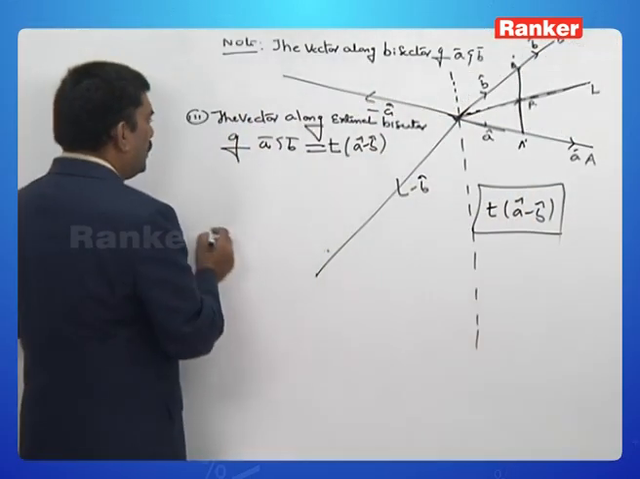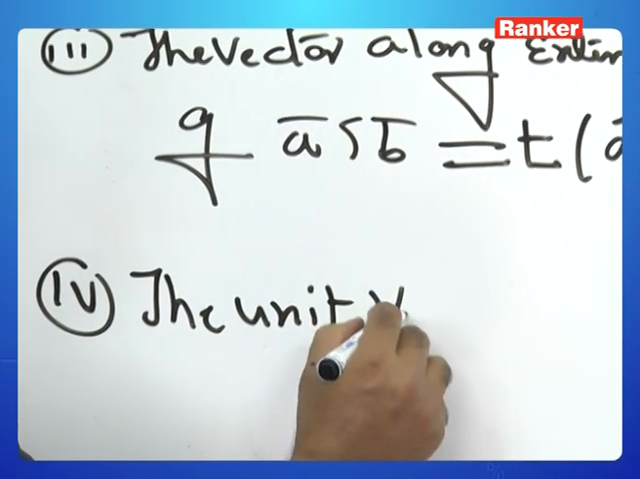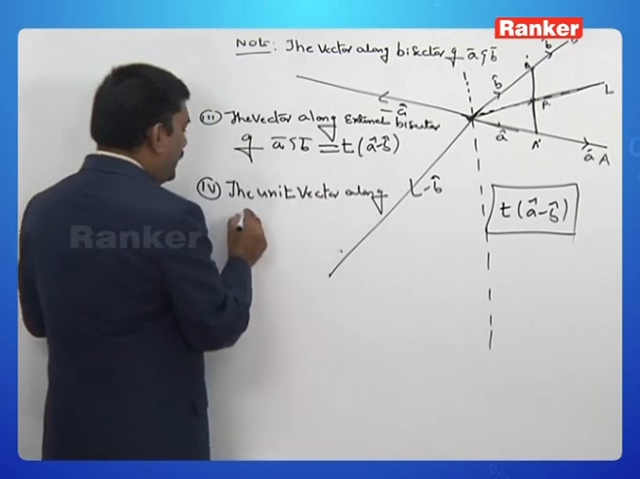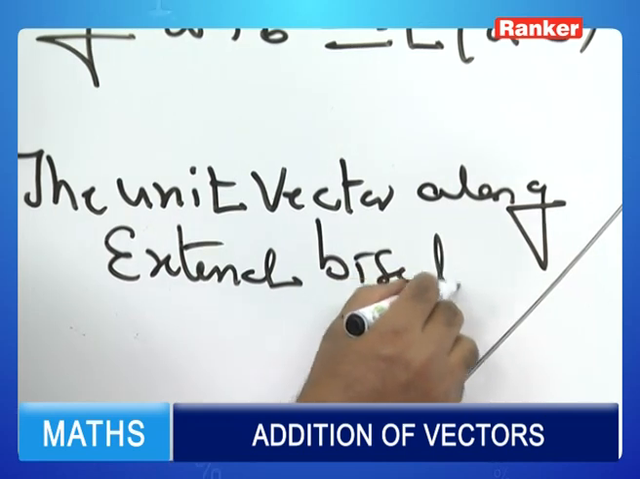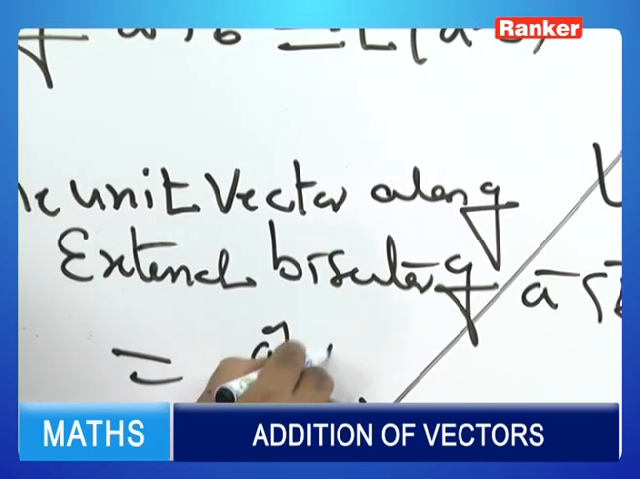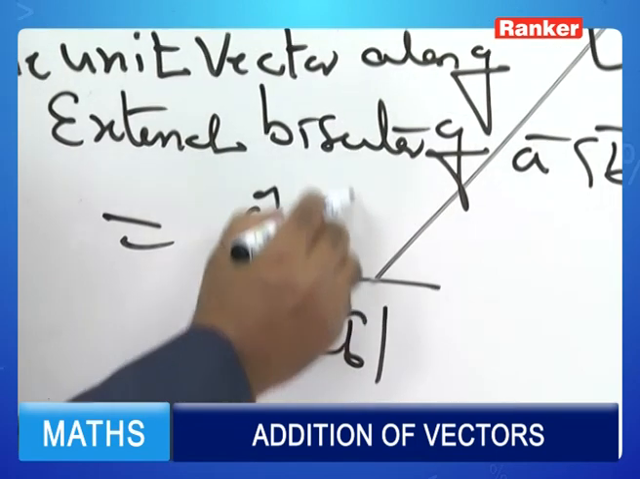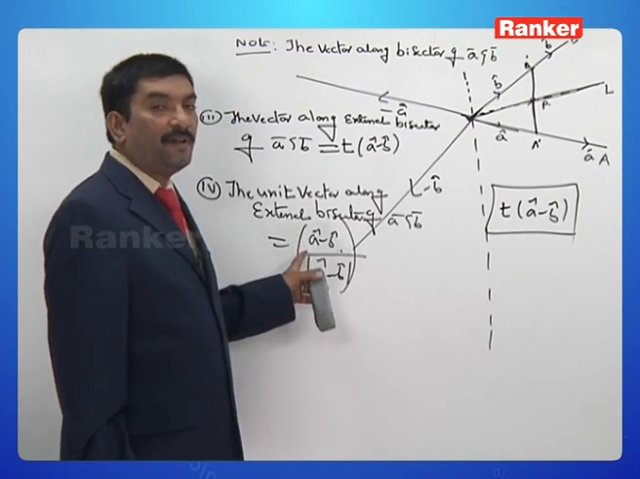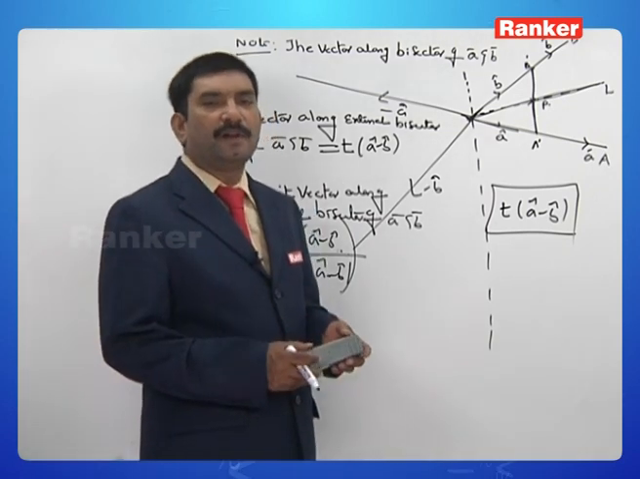Then what is the unit vector? The fourth point is the unit vector along external bisector of A bar and B bar is equal to A cap minus B cap by modulus of A cap minus B cap. So this is the unit vector along the external bisector of A bar and B bar. This is the vector along the external bisector of A bar and B bar.